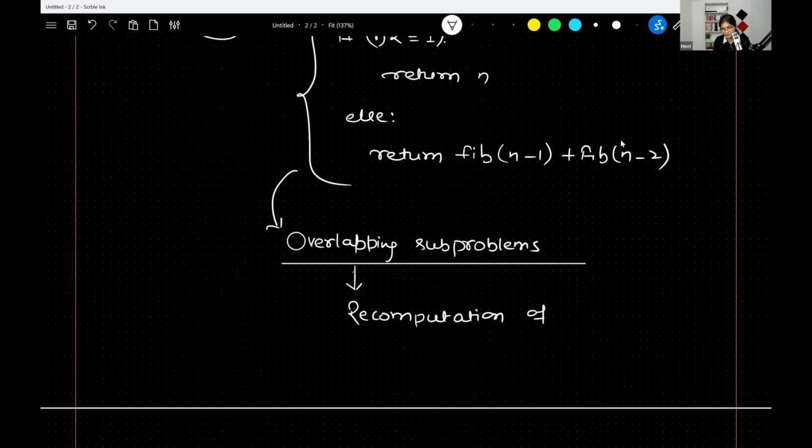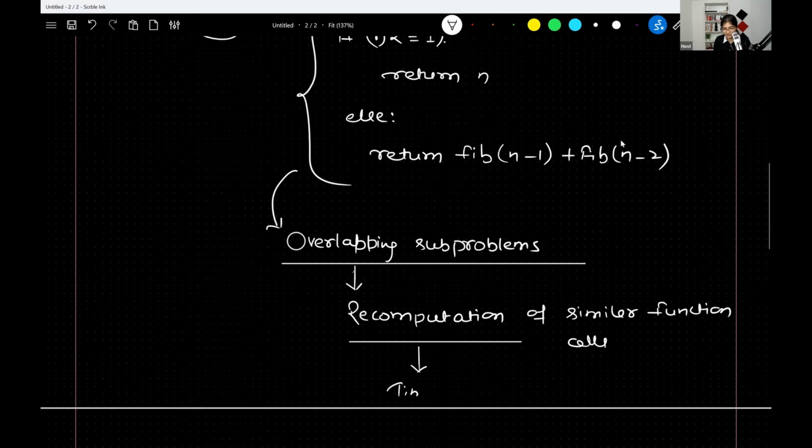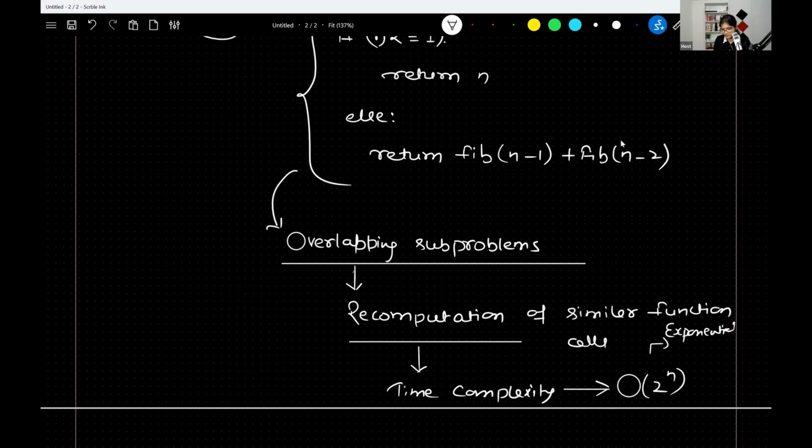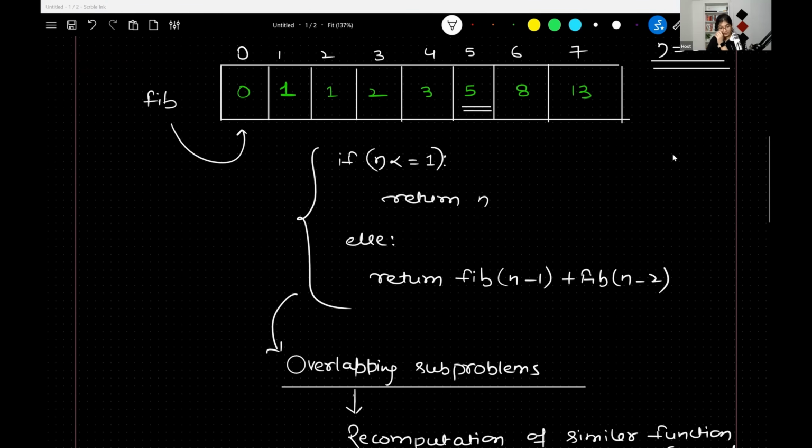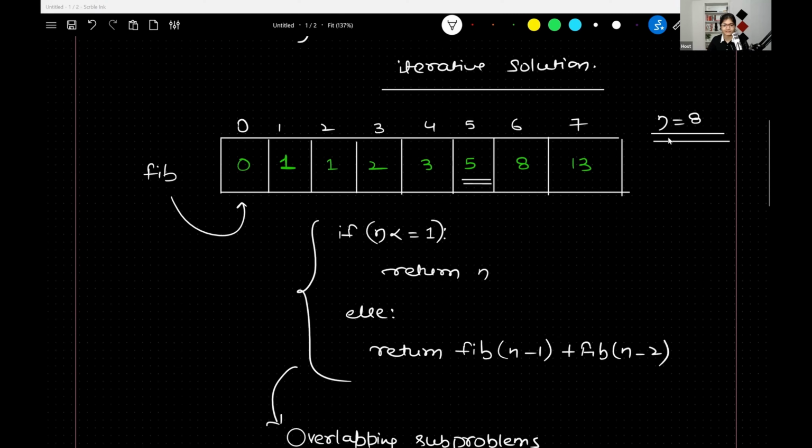of similar function calls. And that is the major reason that the time complexity of this particular code is very, very high. And I told you that it is nothing but 2 to the power n, which is called exponential time complexity. Exponential time complexity. Right? This is the thing which we covered in our last class.